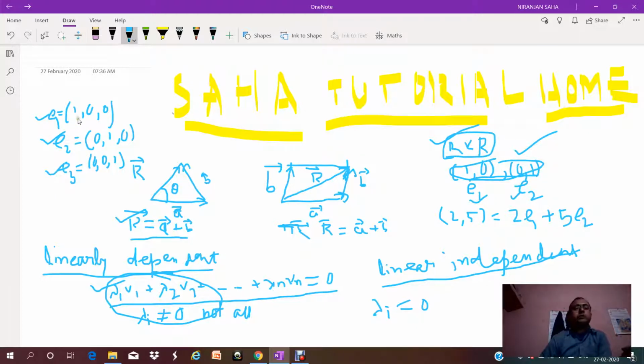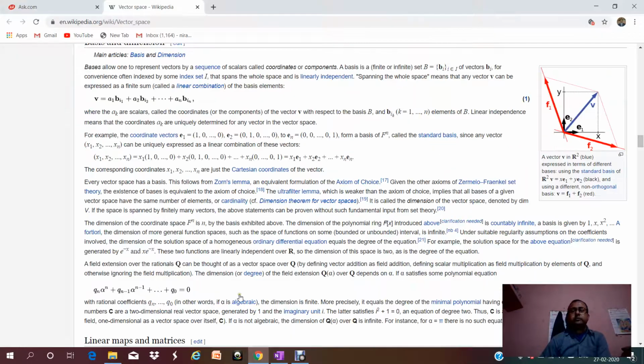You can generate other bases also which are not standard, and the condition to be a basis is that the vectors must be linearly independent. They must span the whole plane. Span means that any other vector can be represented by the basis vectors. So this is the definition of the basis.